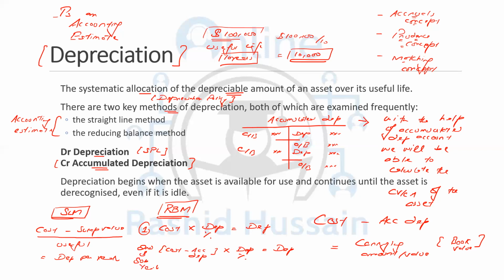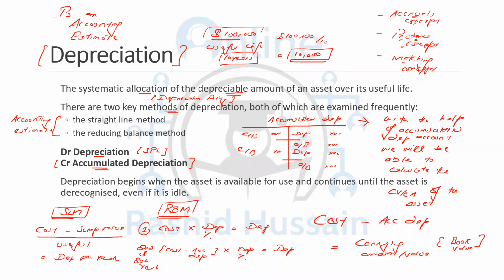So remember one thing, that in the straight line method, depreciation is charged on the cost. So make sure you are not making this mistake in the exam. You are going to charge the depreciation in the straight line method on the cost, and in the reducing balance method, in the first year, it is going to be charged on the cost multiplied by the depreciation percentage. In the second and subsequent years, it is going to be charged on the carrying amount, cost minus accumulated depreciation, multiplied by the depreciation percentage.